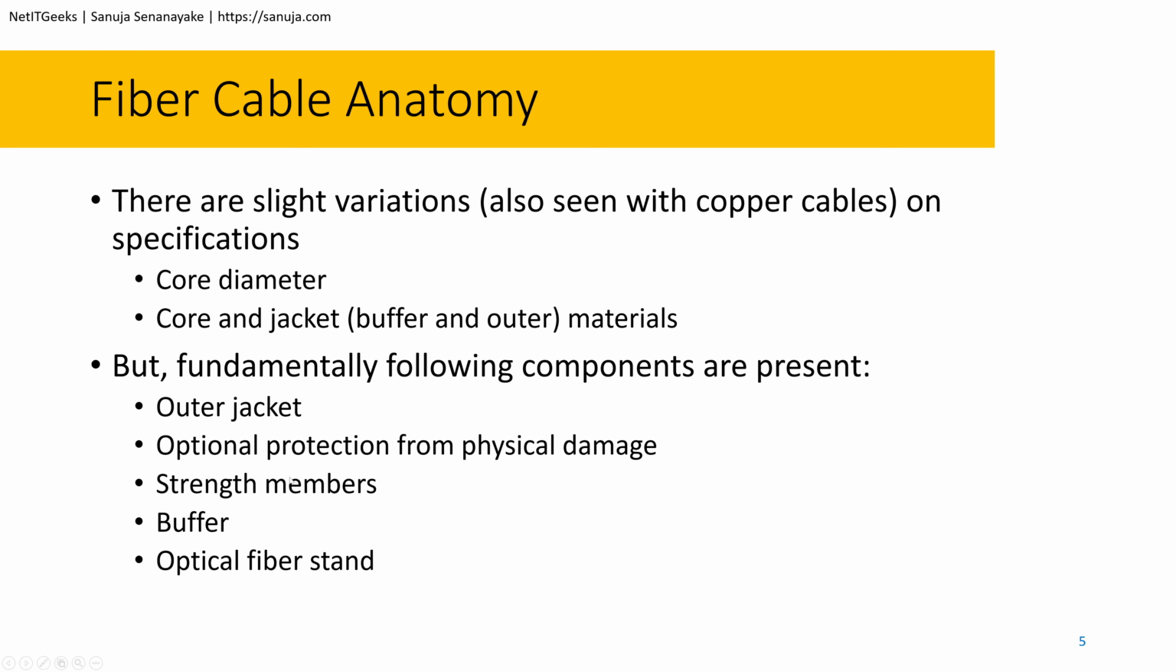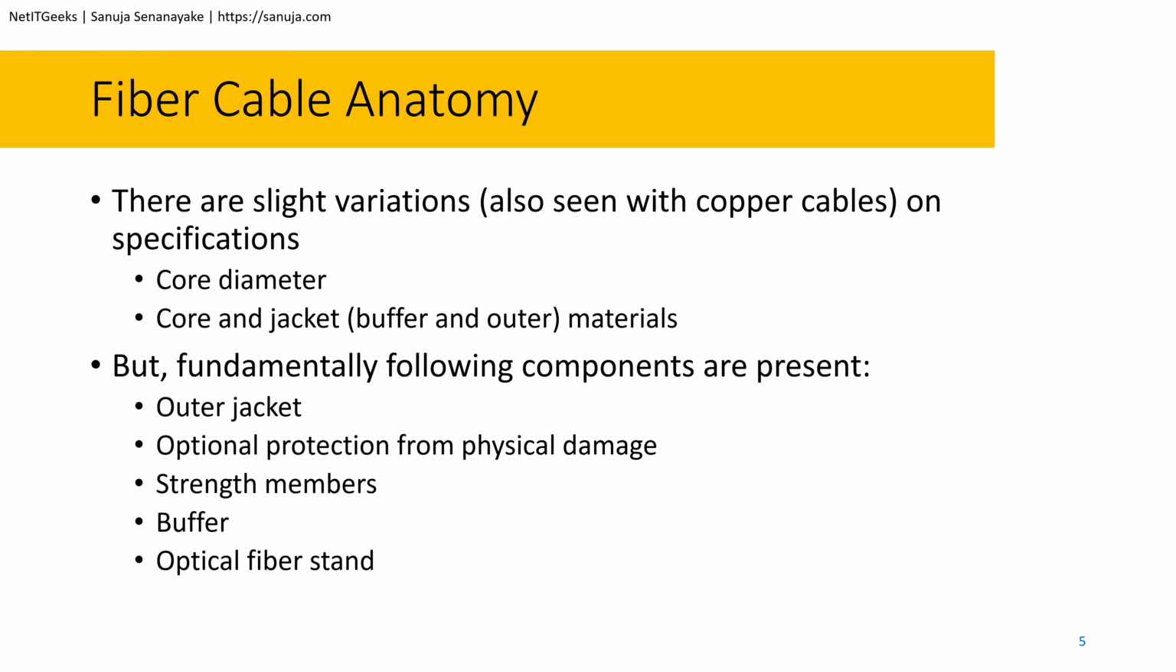But fundamentally, the following components are what you need to remember when it comes to fiber cables or fiber optic communication. Those include the outer jacket, as I mentioned, which is also seen in copper cables. Optional protection from physical damage, which you also see with copper cables, direct burial versus internal building use. Strength members, buffer, optical fiber or fiber optic strand, right? So strength members is basically what's around that core making that cable strong, so it won't break those glass fibers. So that's what I mean by the strength members.